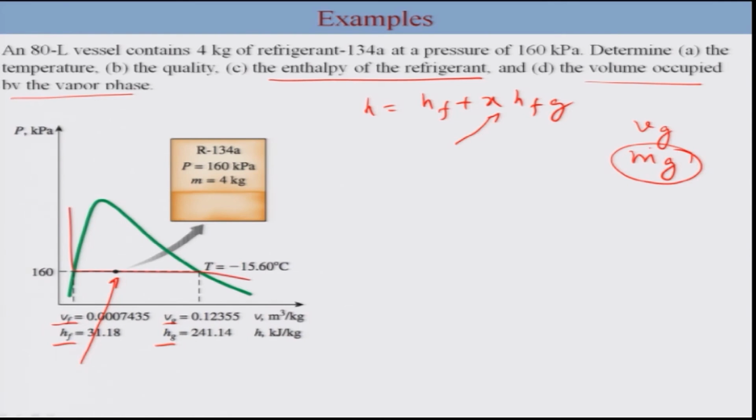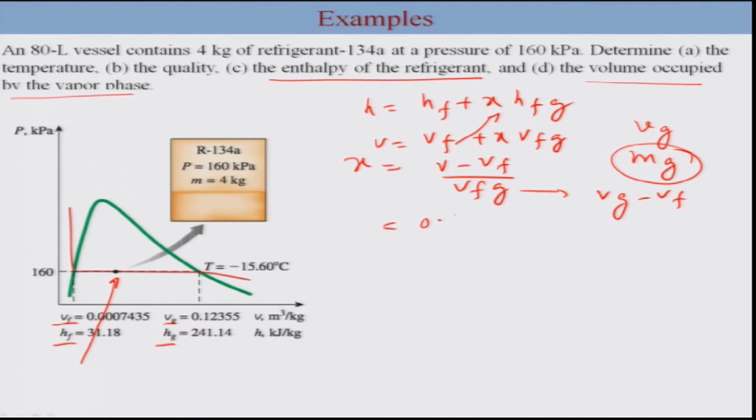So what is the quality? Quality we have already defined: V equals Vf plus x Vfg, or in other words, x is V minus Vf divided by Vfg, and Vfg is Vg minus Vf. So you have the values of Vf and Vg, you can find out the quality, and it turns out to be 0.157.